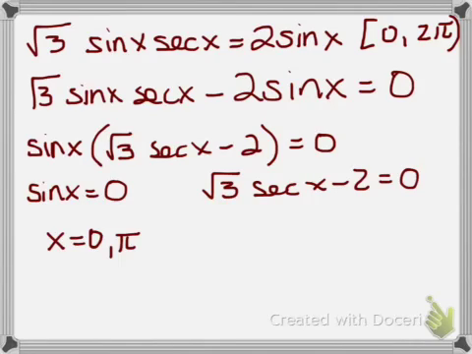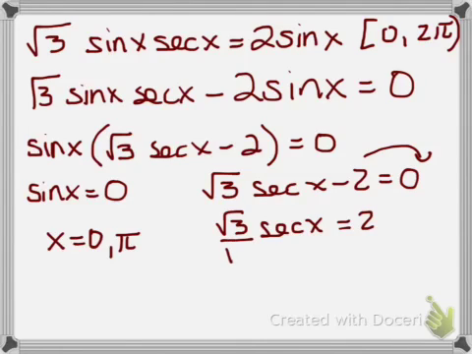Now we're going to the other side. We'll bring the 2 over first. Square root of 3 secant x equals 2, and then we divide by the square root of 3, and if we rationalize the denominator, we get 2 square root of 3 over 3. So when is the secant, or for which angle is the secant a positive 2 square root of 3 over 3, and that of course is in quadrant 1. The secant is positive, and also in quadrant 4.